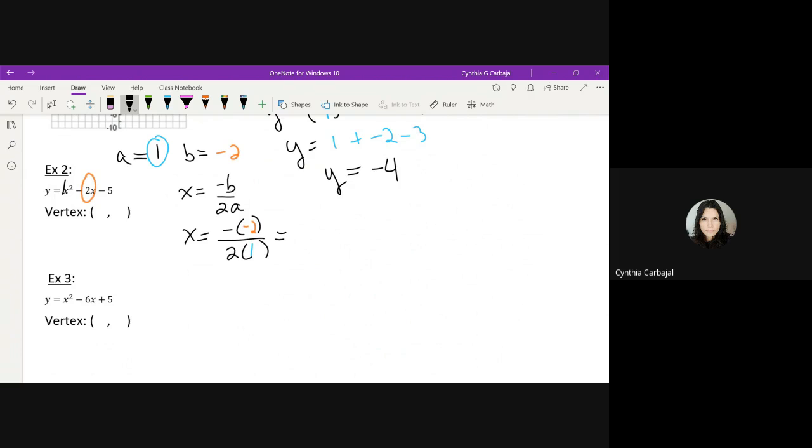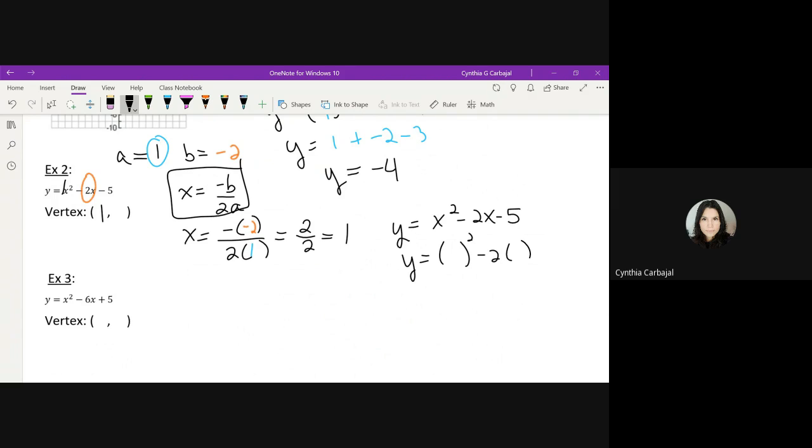So we do a little math. We have a negative of a -2, which will be a +2, and 2 times 1 is 2, and then 2 divided by 2 is 1. So our x value of our vertex is going to be 1. Then we are going to find the y value by substituting the x value we just found. That formula is for the x value of the vertex. So we're going to substitute in the 1 in place of x.